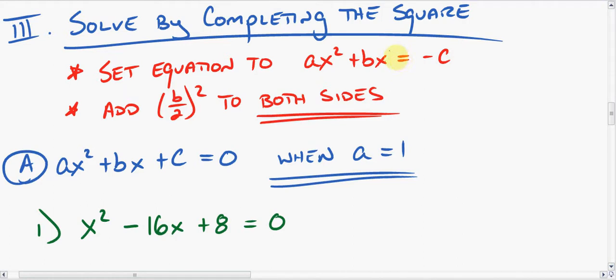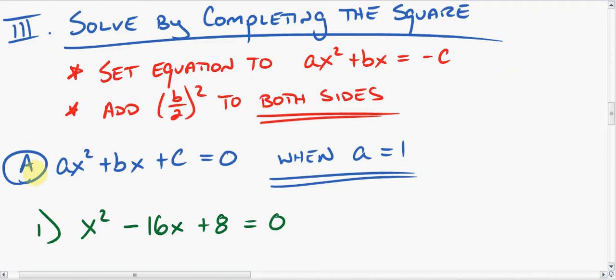So if you have a number over here, that constant, you want to bring it over to the other side so ax squared plus bx is alone. Then we're going to add b over 2 squared to both sides. This b over 2 squared is going to become our new c, which makes a perfect square trinomial. But we have to add it to both sides, because what you do to one side of an equation, you have to do to the other to keep it balanced.